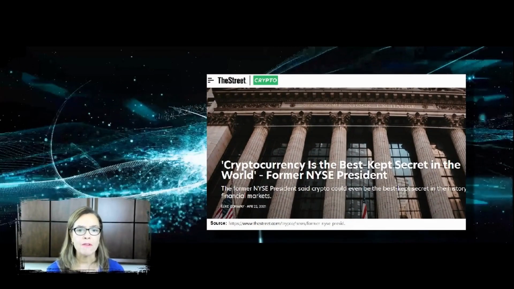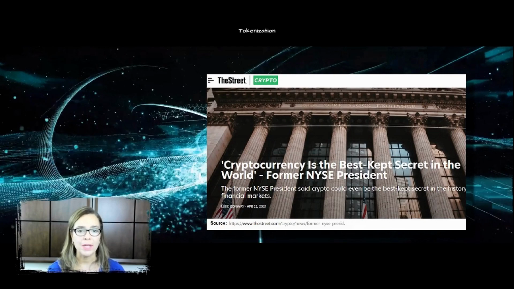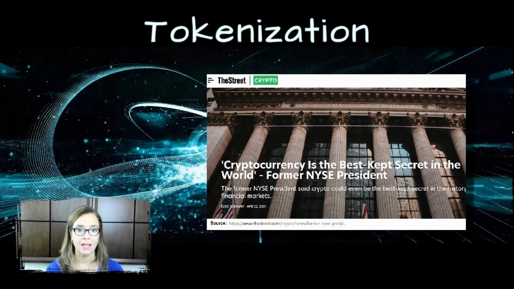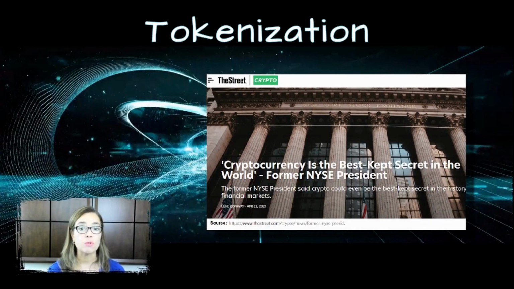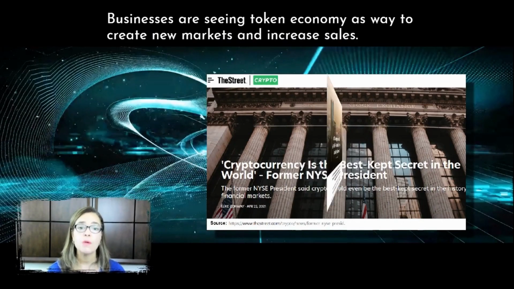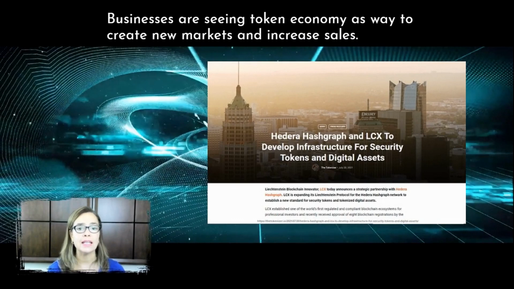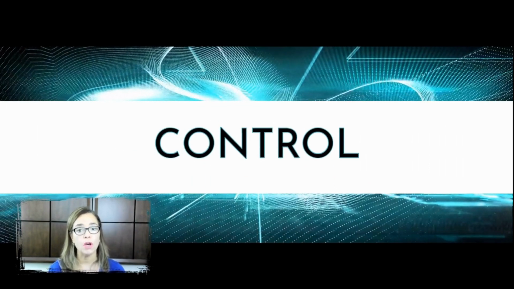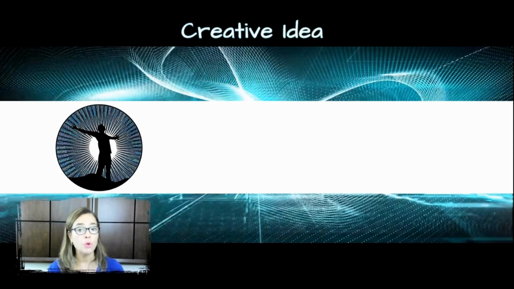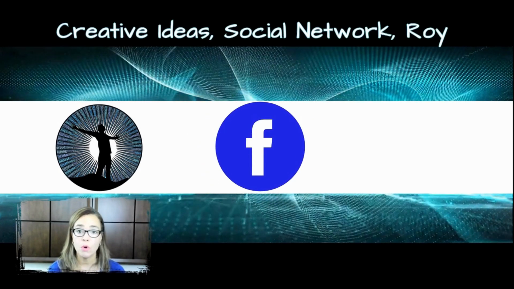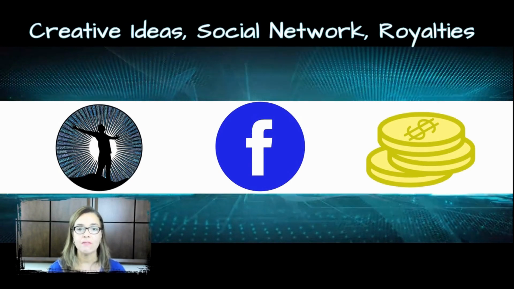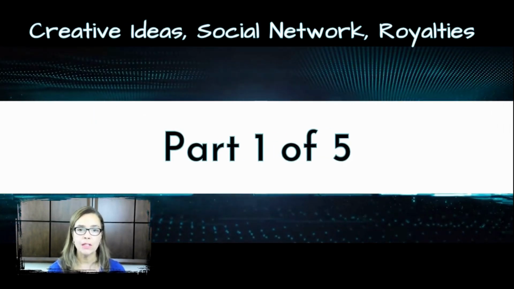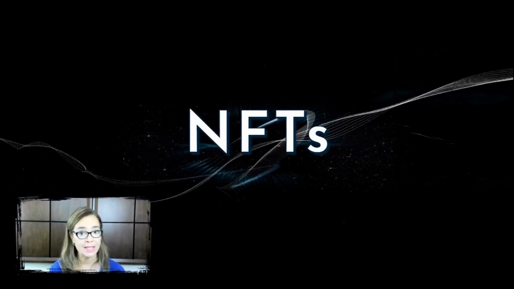By now, many have heard about the blockchain and witnessed the adoption of tokenization. In fact, tokenization is disrupting the way we invest in assets. Businesses are increasingly seeing the token economy as a way to create new markets and increase sales. So how can you maintain control of your creative ideas, your social network, and your royalties? Well, in this 5-part series, we're taking a look at how, through the use of non-fungible tokens or NFTs.